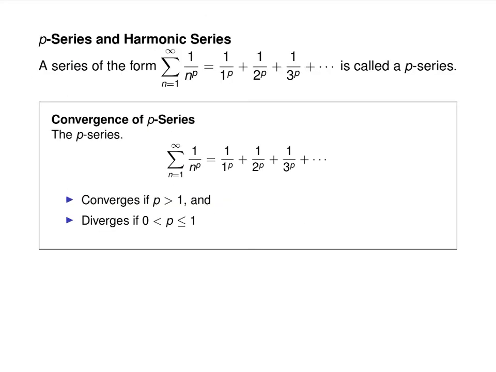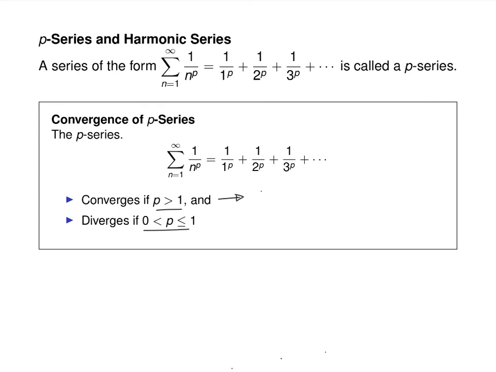Now, we are going to use this quite often. So we have certain series that are pretty special, and they're called p-series. So a series of the form n equals 1 to infinity 1 over n to the p is called a p-series. And this p-series will converge if your p is greater than 1 and diverge if it's between 0 and 1. And this is related to what we learned in an earlier section about improper integrals.